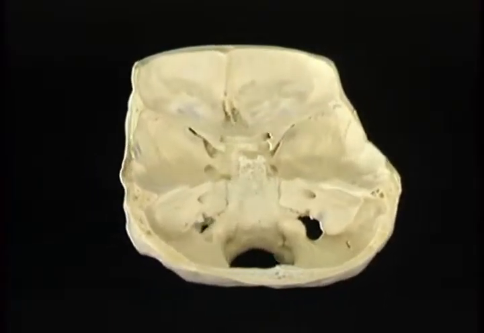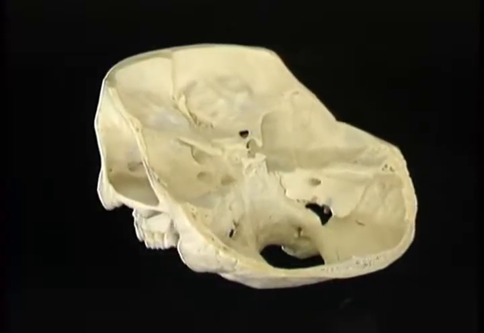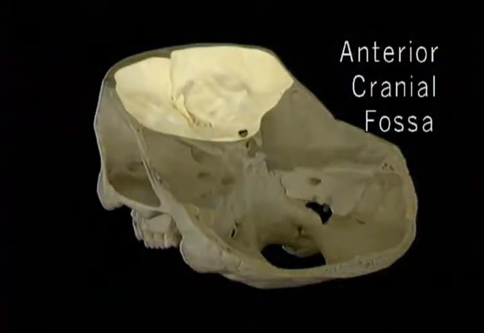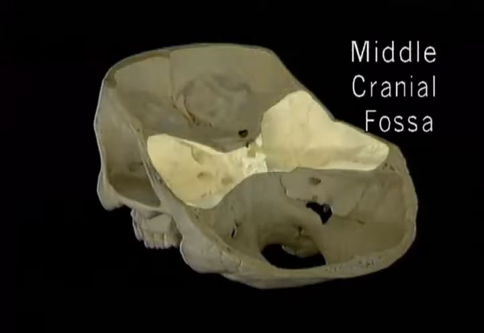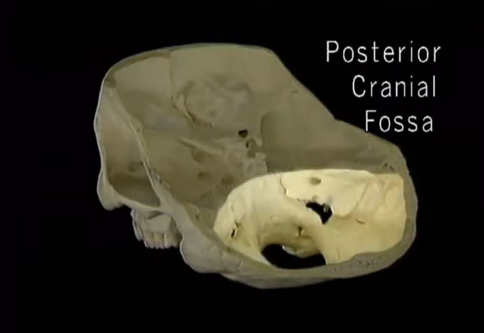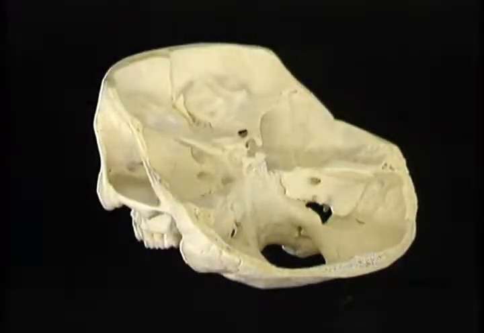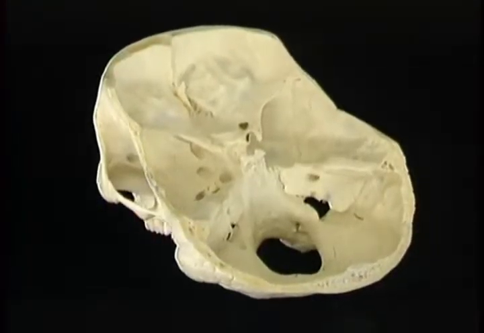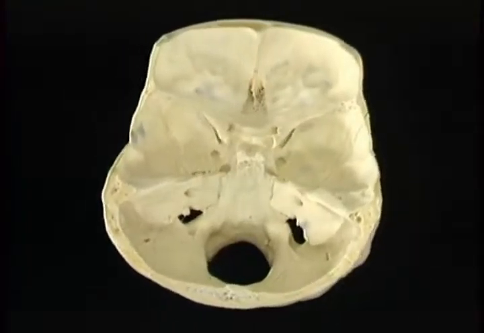These divide the floor of the cranial cavity into three parts: the anterior cranial fossa, the middle cranial fossa, and the posterior cranial fossa. We saw the posterior cranial fossa in the previous section. In this section, we'll look at the main features of the anterior and middle cranial fossae.